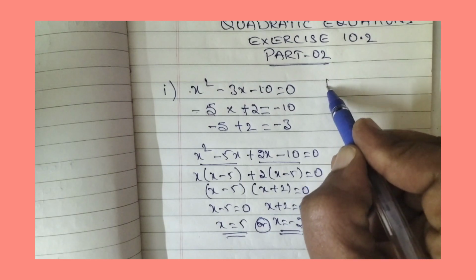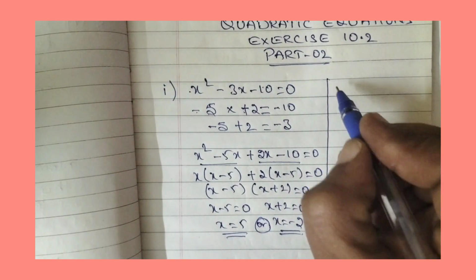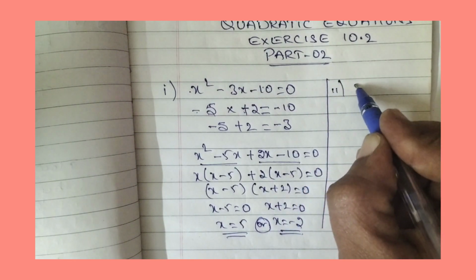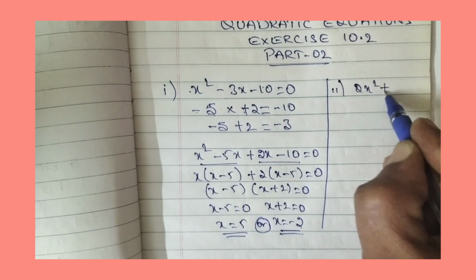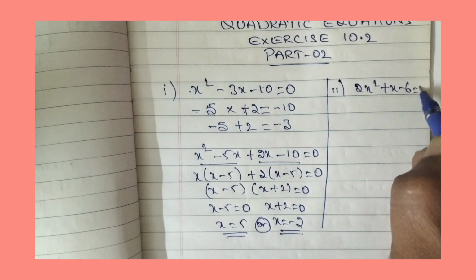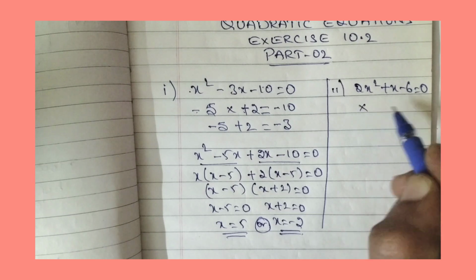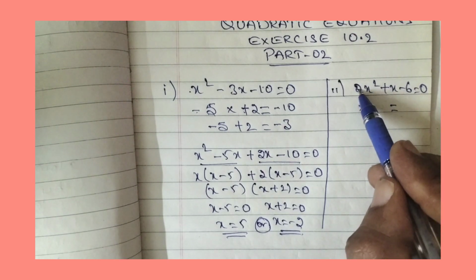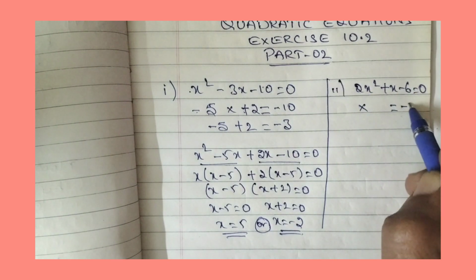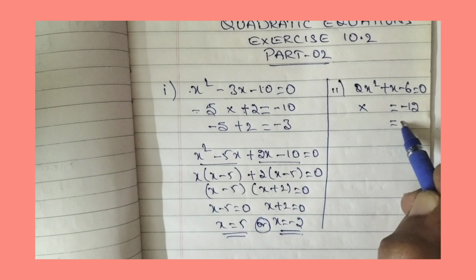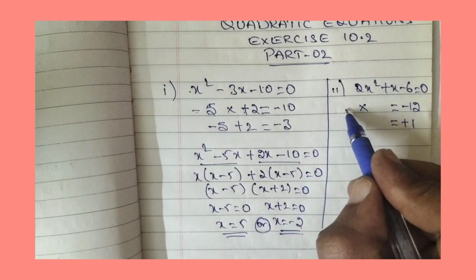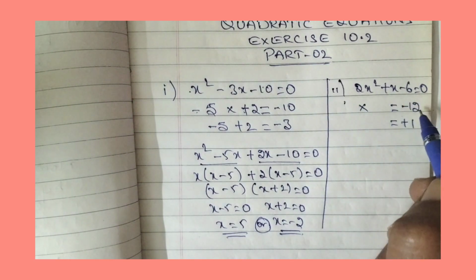Now let us solve the second question. In the second question they have given 2x square plus x minus 6 is equal to 0. If you multiply any two numbers, you have to get 2 into 6, minus 12. If you add or subtract, you have to get plus 1. So the product is to be 12.